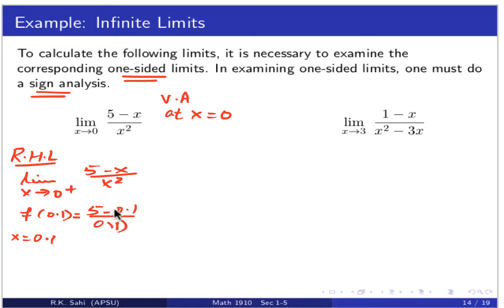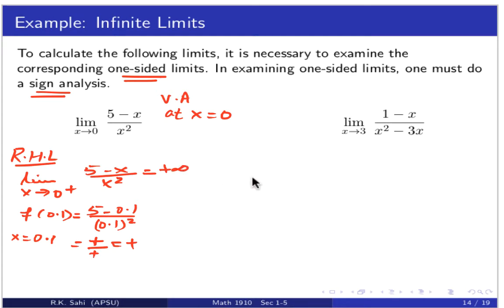The sign analysis is basically saying that you look at the sign of the numerator and the sign of the denominator. Anything in the denominator that is squared is always going to be positive, right? The numerator is going to be a positive number, which is 4.9. And anything when you square it is still going to be positive. So what does that mean? When you're taking values very close to 0 coming from the right-hand side, the sign analysis says the function value is positive. That means the limit would be positive infinity. That's the meaning of it.